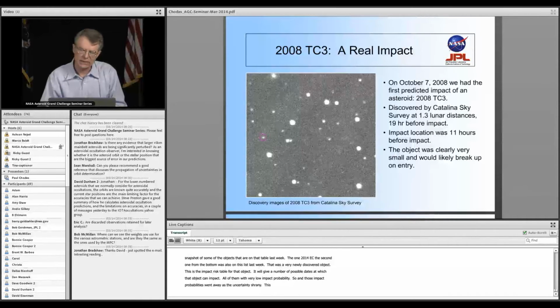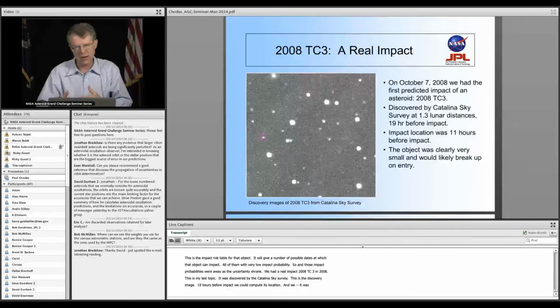We had a real impact, 2008 TC3 in 2008. This is my last topic. It was discovered by the Catalina Sky Survey at 1.3 lunar distances. This is the discovery image, 19 hours before impact. We could compute its impact location 11 hours before impact, and it was of no concern.